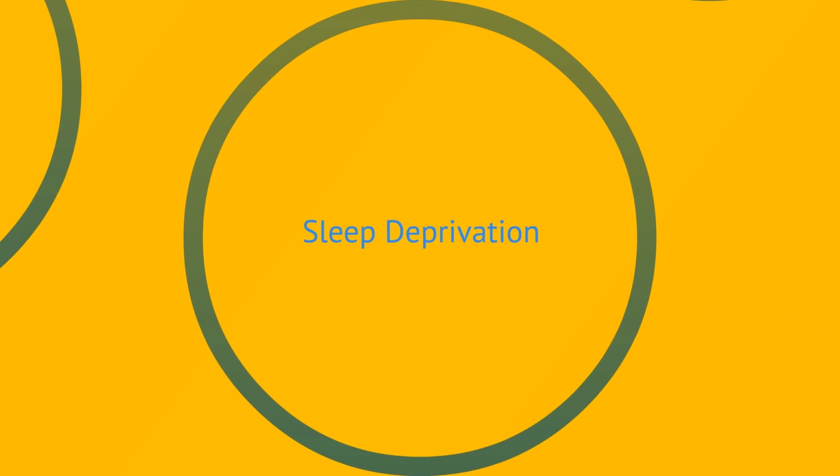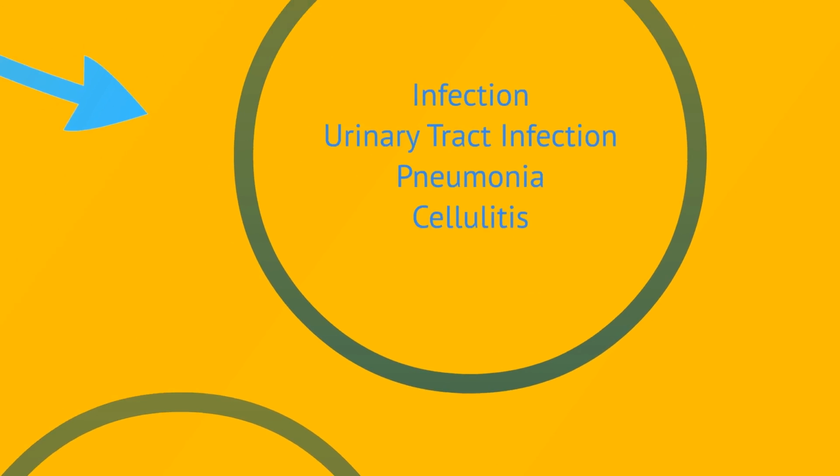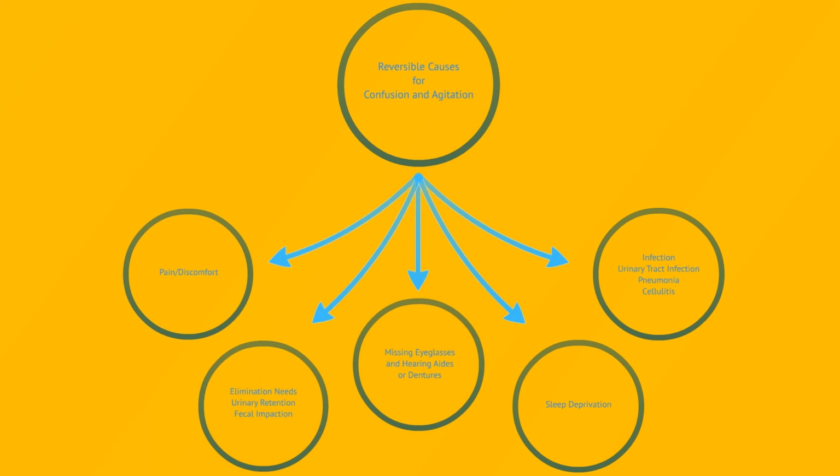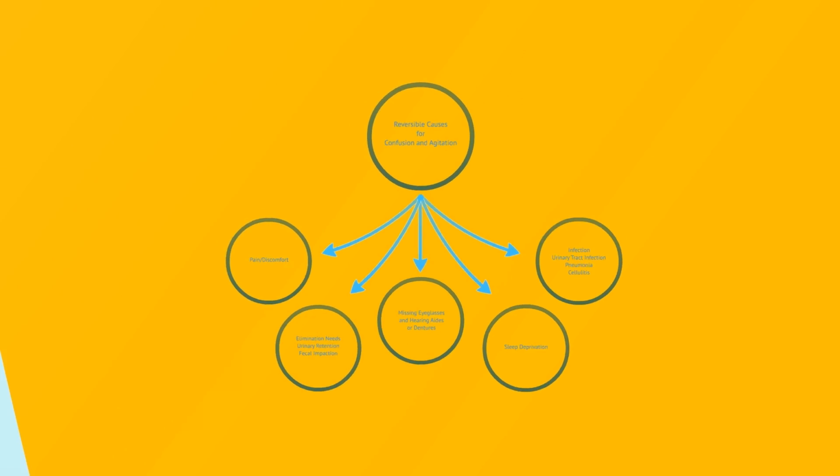Is my patient sleep deprived? Am I providing a healing environment so that my patient can get enough rest? And does my patient have an infection? Were they admitted with pneumonia or cellulitis, or do they have an underlying urinary tract infection? These are all causes for confusion and agitation that can be reversed.